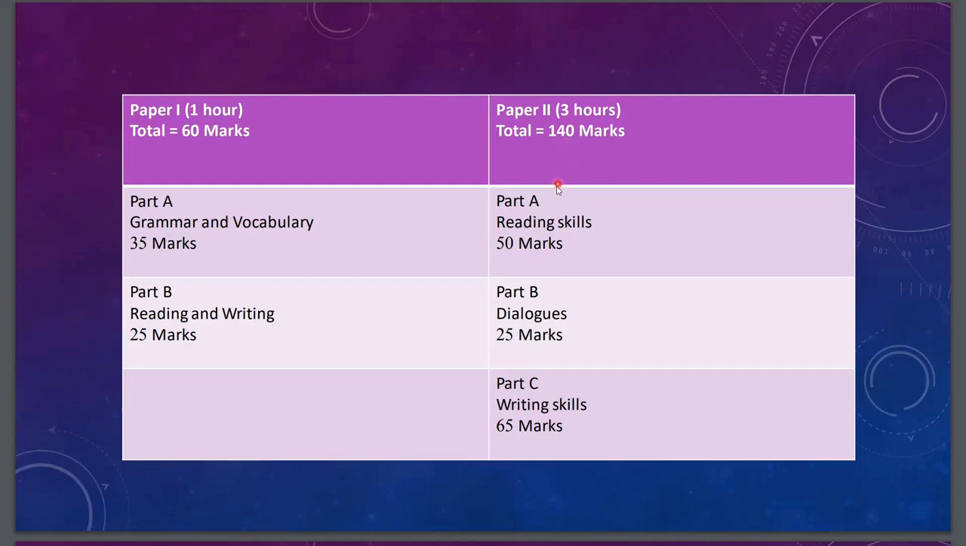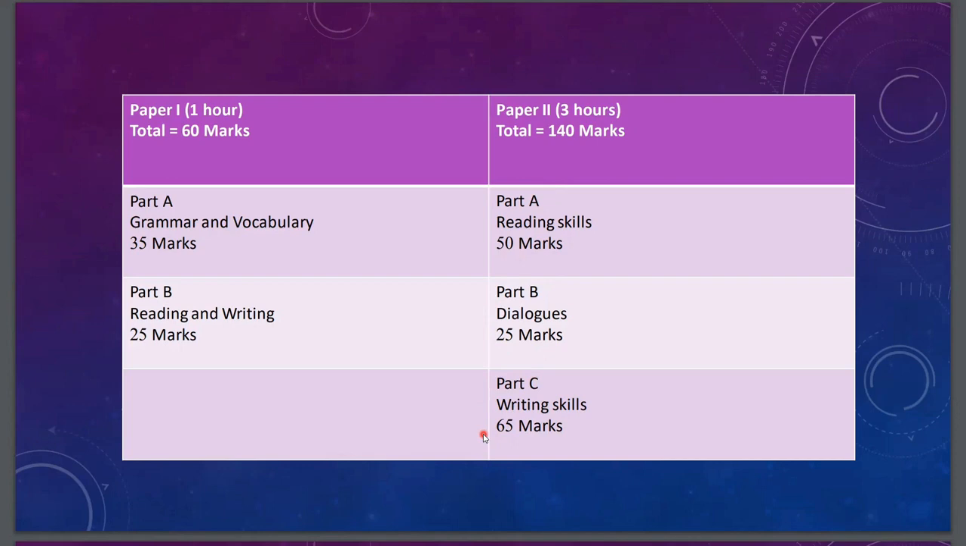As you can see in the chart, the second paper again can be divided into 3 parts as part A, part B and part C. Part A contains 50 marks for the first 5 questions. Part B contains 25 marks for question numbers 6, 7 and 8. And the third part, part C, contains questions from 9 to 13 and 65 marks. As a whole, paper 1 and paper 2 contain 200 marks with a total time of 4 hours. And altogether, there will be 21 questions.